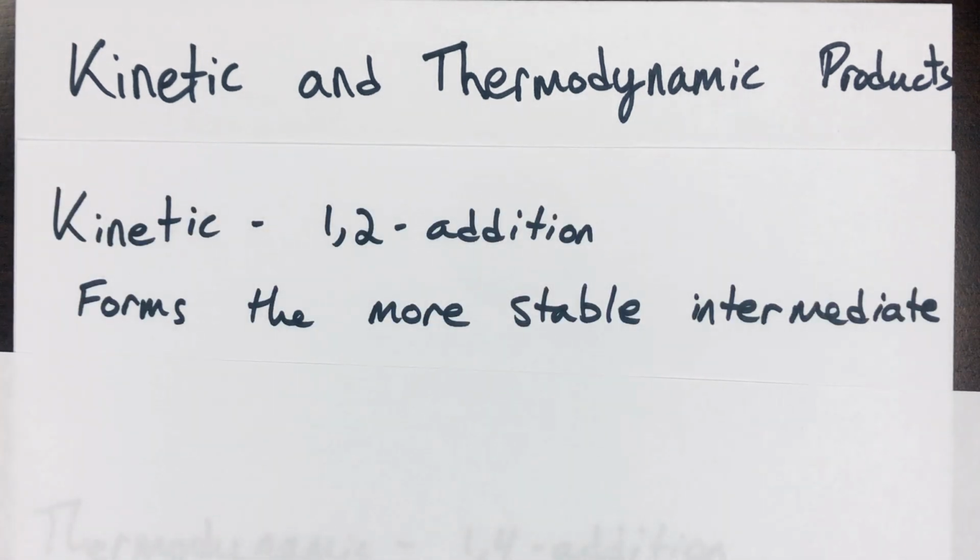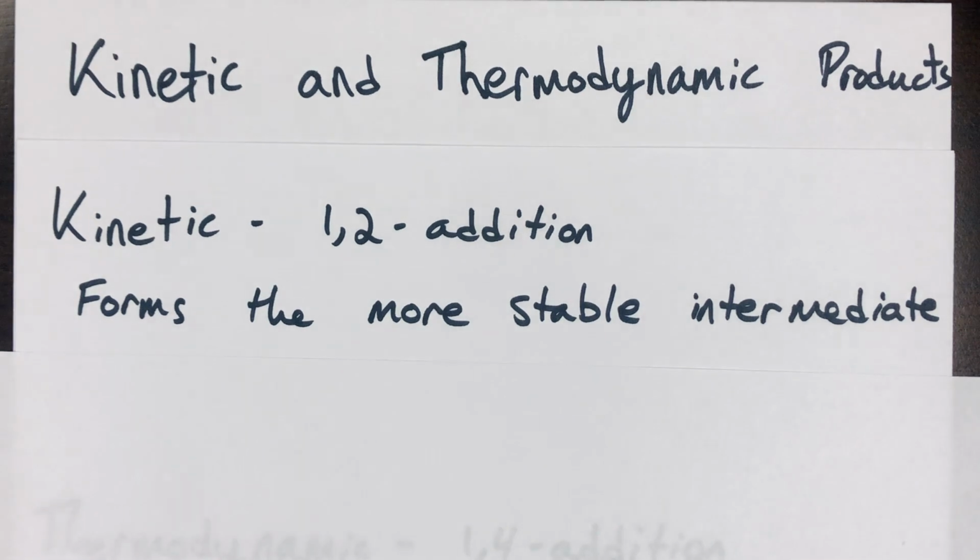First of all, kinetic products are a 1-2 addition product. What this means is whatever you're adding to your starting material is going to be added to carbons that are adjacent to each other. In a naming convention, it would be 1, 2, directly next to each other. Carbon 1 and carbon 2 have a new atom bound to them in the kinetic product.